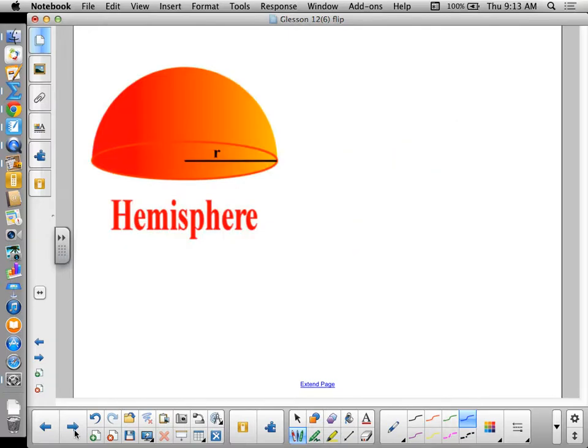For a hemisphere, volume and surface area are also pretty simple. Well, volume is very simple. The volume is simply half the volume of a sphere. That's all we do. Find the sphere volume, divide that by 2. That's all it takes for the volume of a hemisphere.